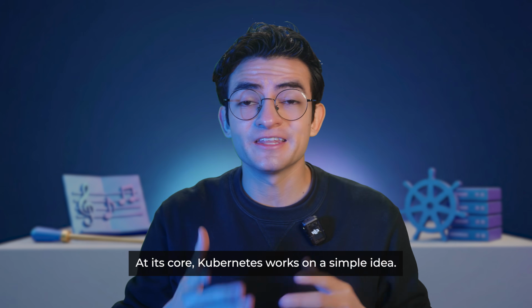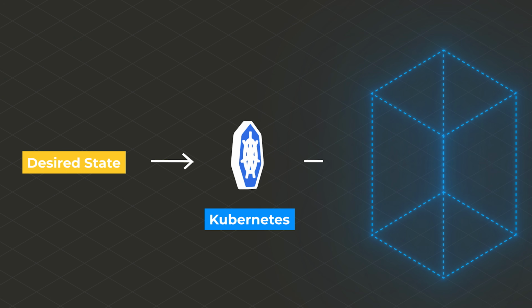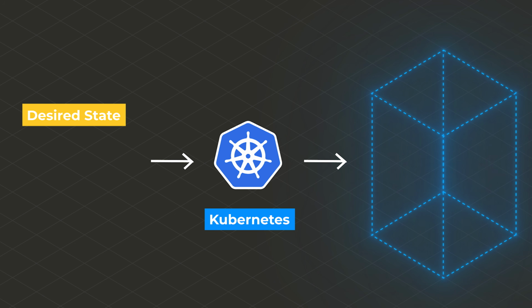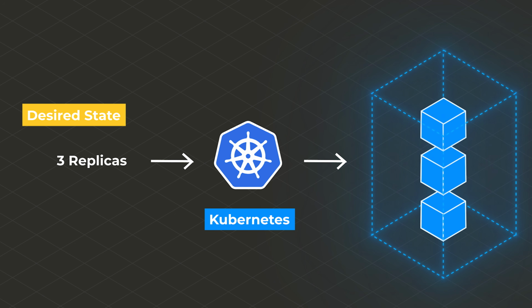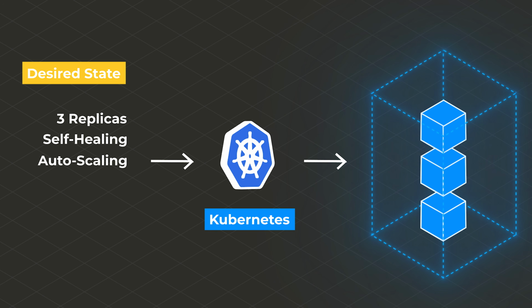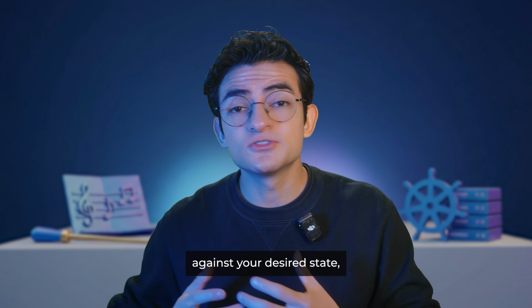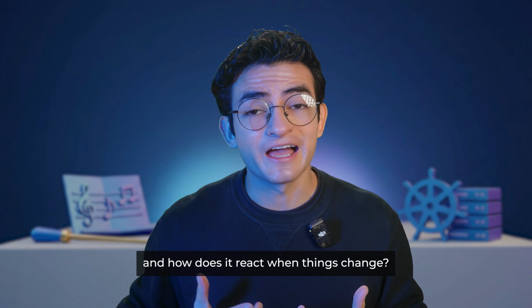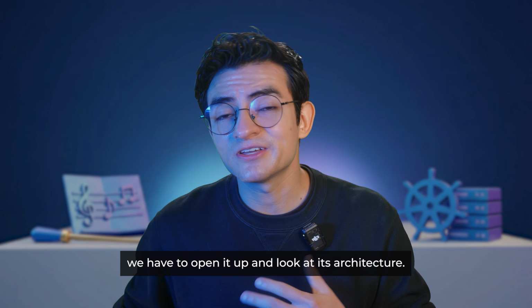At its core, Kubernetes works on a simple idea. You declare your desired state and it constantly works to match it. You say, I want 3 replicas of this container, and Kubernetes keeps 3 running. A container dies, Kubernetes replaces it. Traffic spikes, Kubernetes scales. So how does it keep checking the reality against your desired state, and how does it react when things change? To answer that, we have to open it up and look at its architecture.